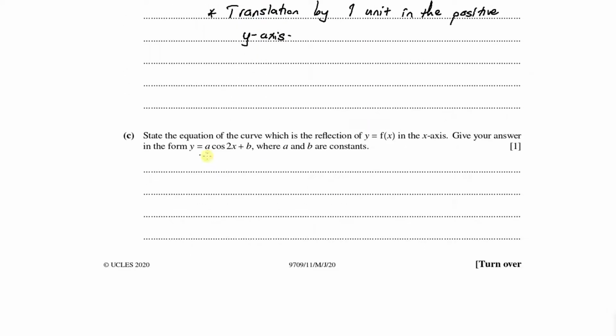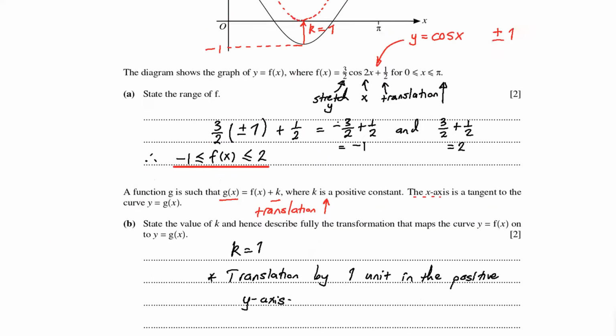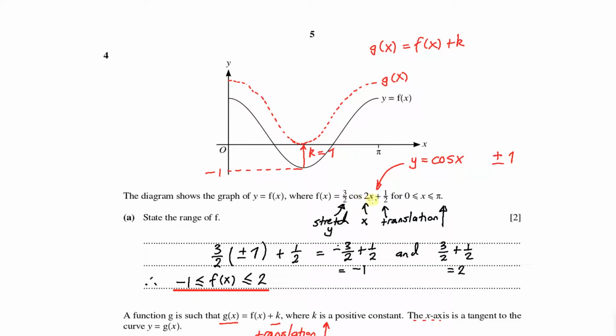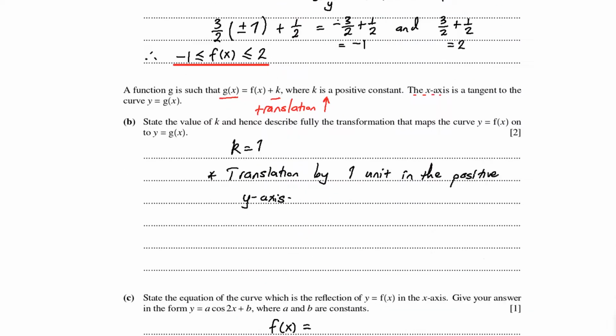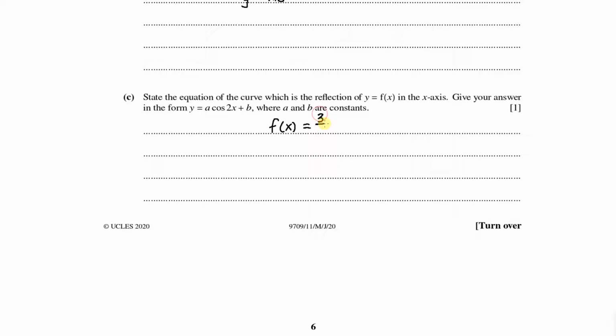On part C, it goes, state the equation of the curve, which is the reflection of y is equal to f of x in the x-axis, and give your answer in the form y is equal to a cos 2x plus b, where a and b are constants. Alright. Now, we have the graph y is equal to f of x, and f of x, according to the information given, is 3/2 cos 2x plus a half. So I'll write it here.